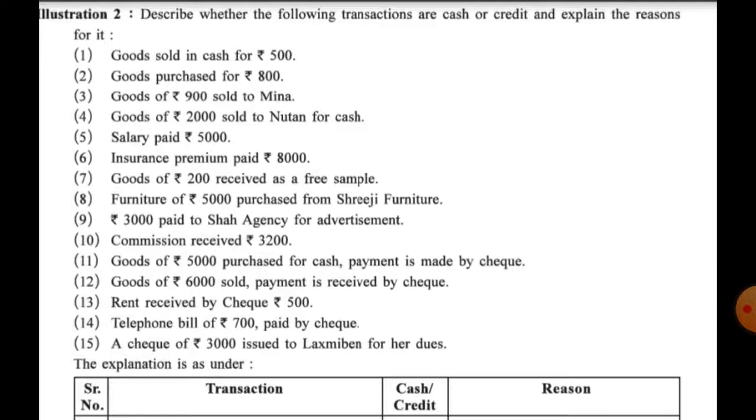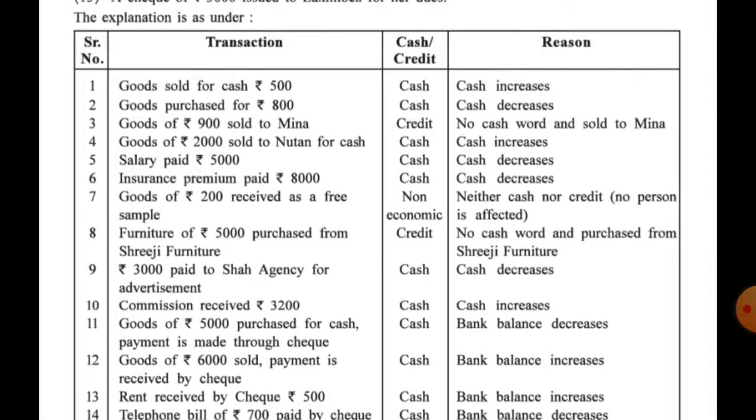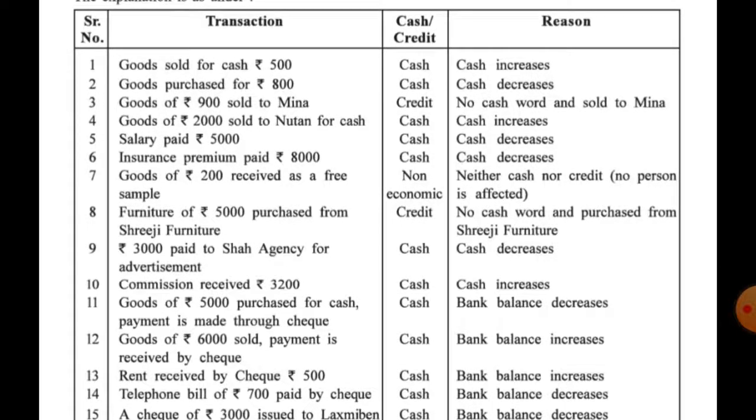Over here you have to identify whether a particular transaction is a cash or credit transaction, and you have to mention the reason why it is a cash or credit transaction. I am directly moving on to the solution, because it is in tabular form, so you will easily understand the solution of the question. The first transaction is goods sold for cash rupees 500.